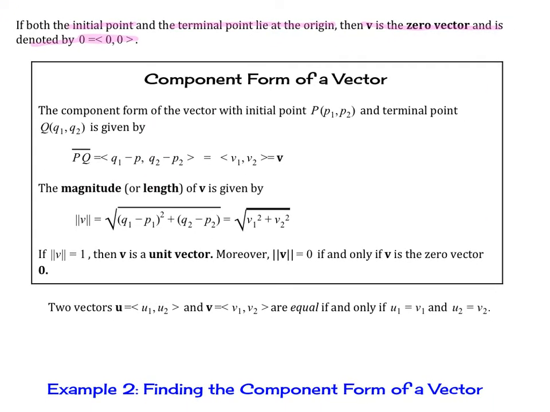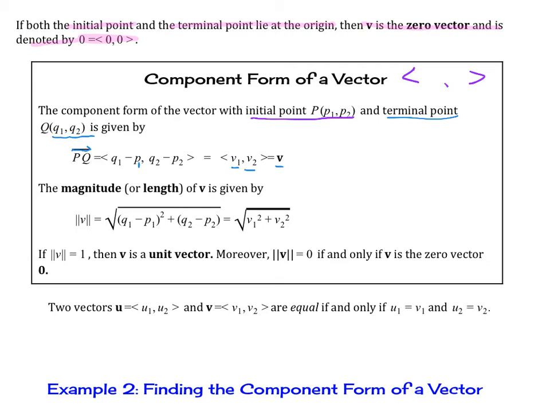Component form of a vector. The component form of the vector, where the initial point is P, P1, P2, and the terminal point is Q, Q1, Q2, is given by this. So the vector PQ equals Q1 minus P1, and then Q2 minus P2, which ends up being V1, V2, which is the V.